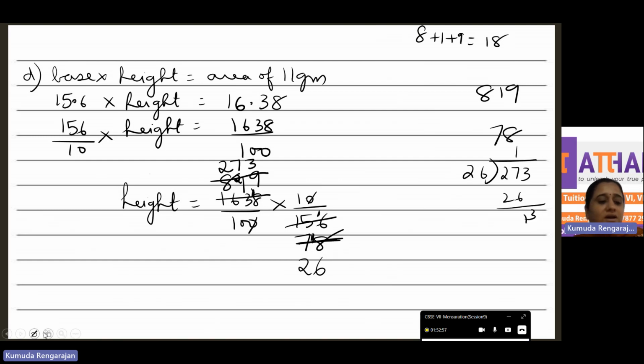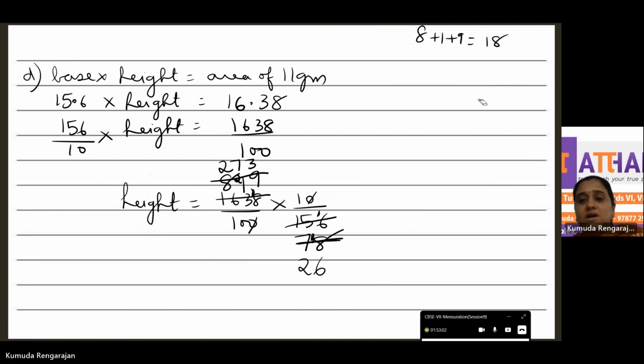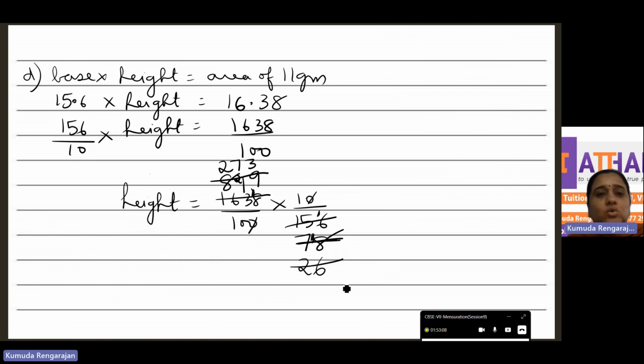No, not happening. Now you should know that 26 is divisible by 13. 26 is divisible by 13. You should know that. So 13 2 times. You should check if 273 is divisible by it.